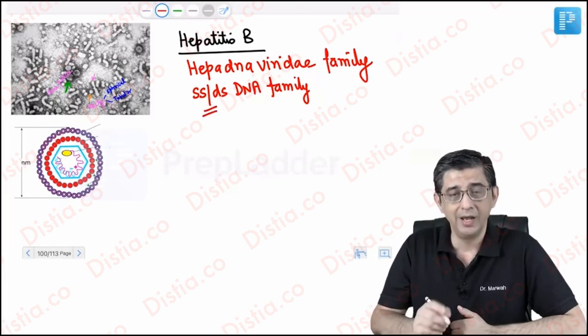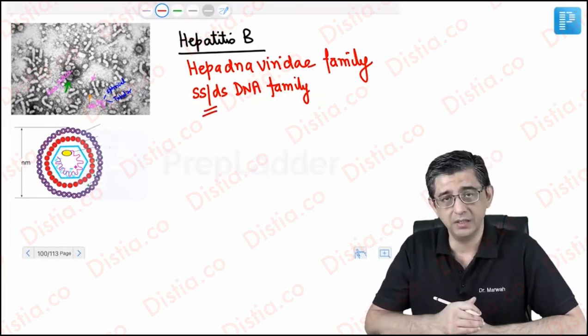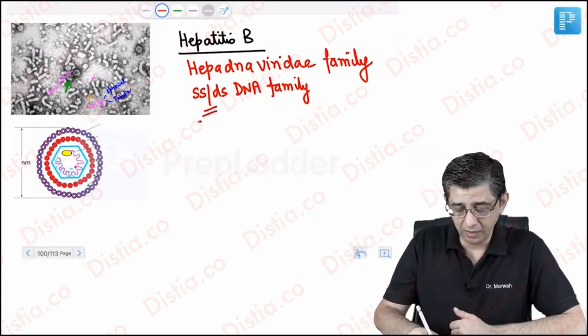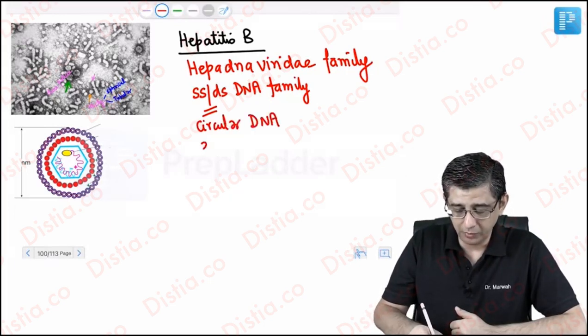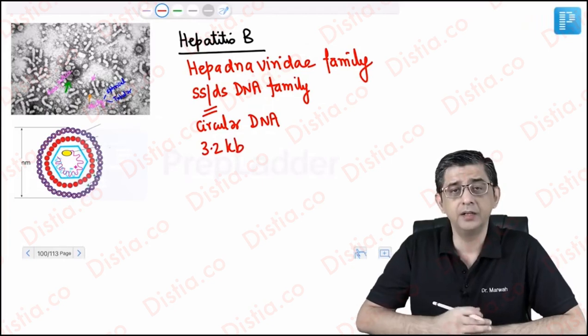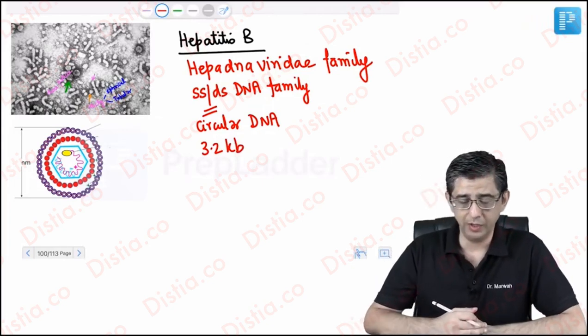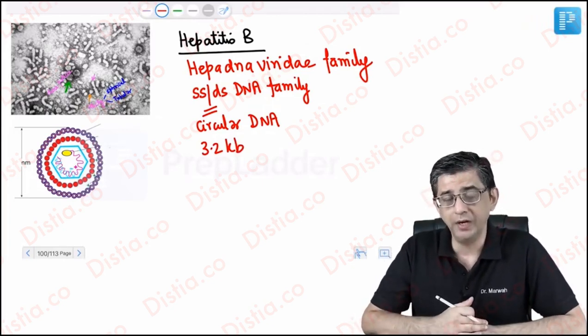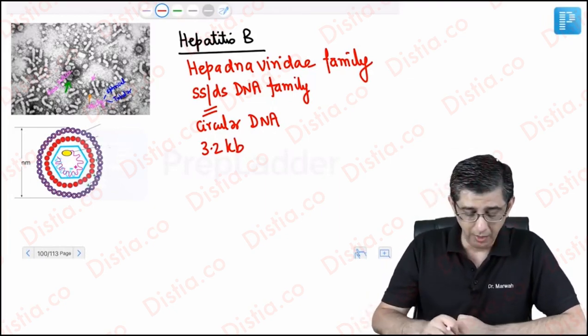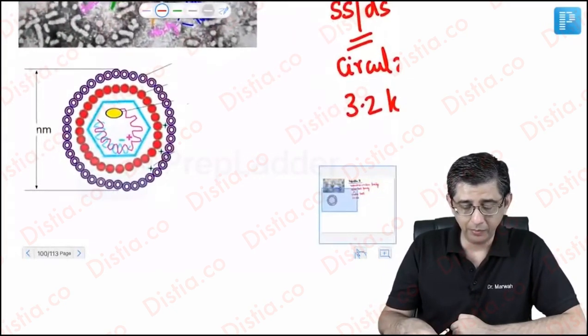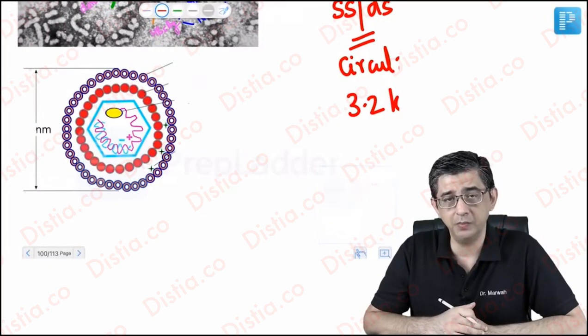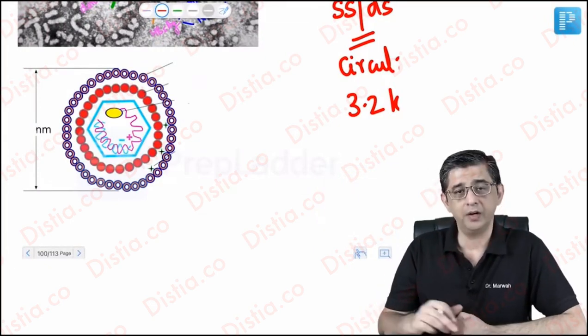And how is it written as? SS/DS. Now, this would be having a circular DNA, so a bit of microbiological component coming in. This would be 3.2 kb. And then no big deal. In the exam, they not only can expect you to interpret an electron microscopic image, but they can just give a line diagram or a schematic diagram of the hepatitis B virus and ask you to mark out the area.